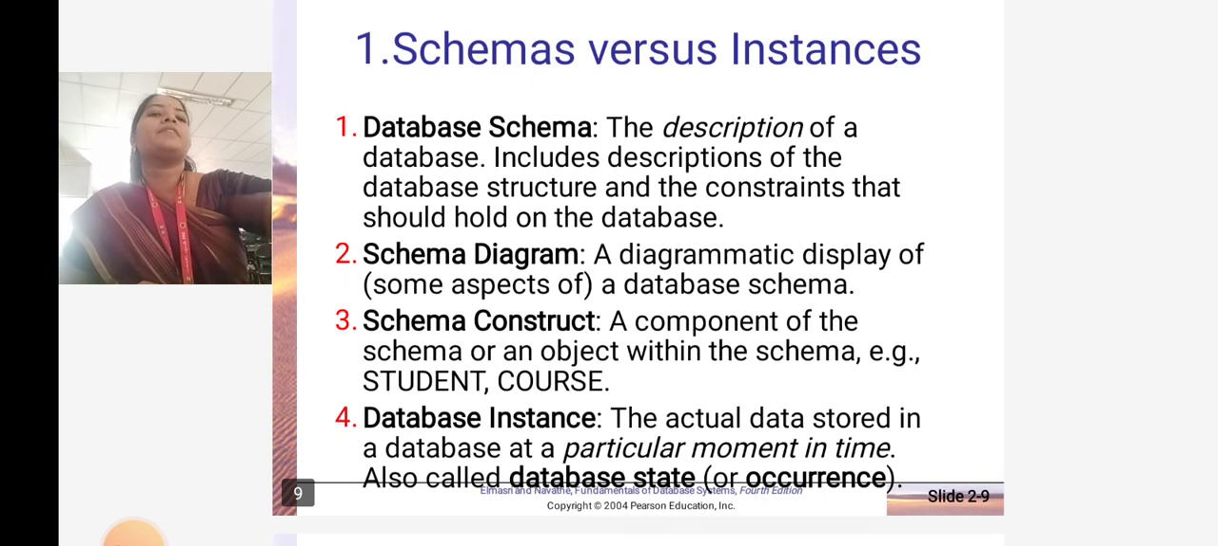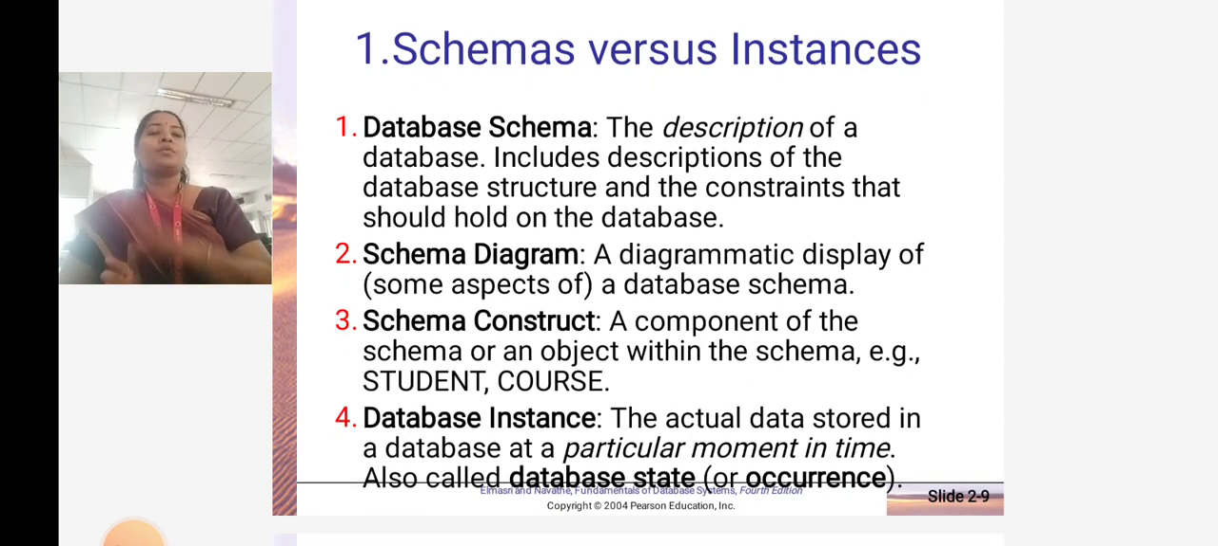Now we are going to see schema and instance. What is a schema? The structure of a table. We can simply say it is the structure of a table. Schema versus instance: an instance is a snapshot of a table after each and every update, data retrieval, or data manipulation. So we can see database schema, schema diagram, schema construct, and database instance here.